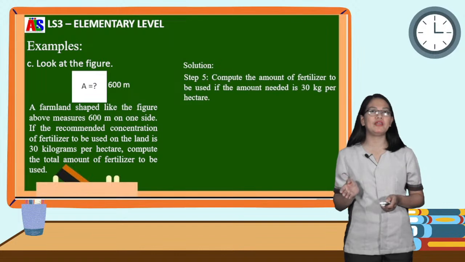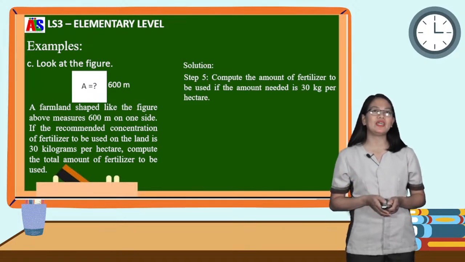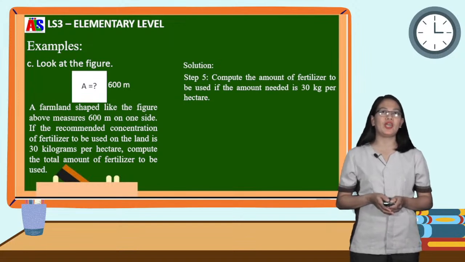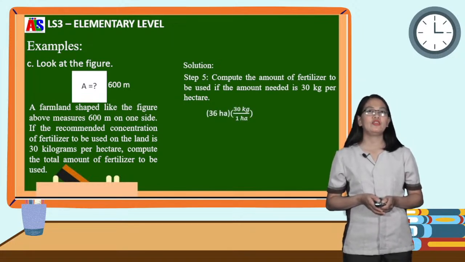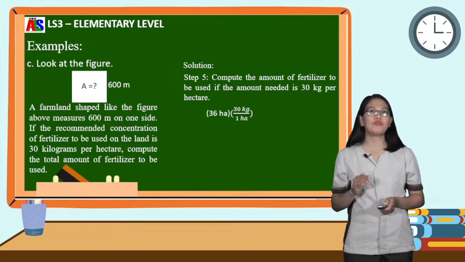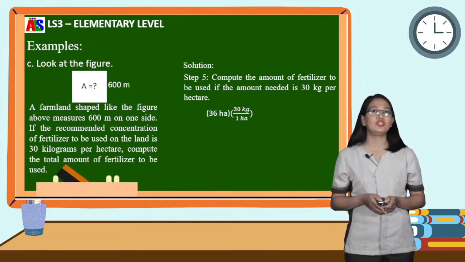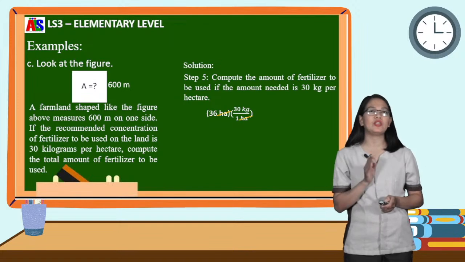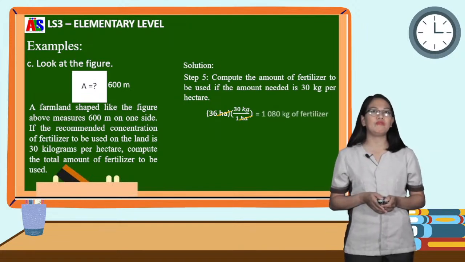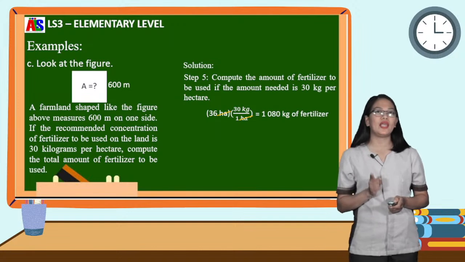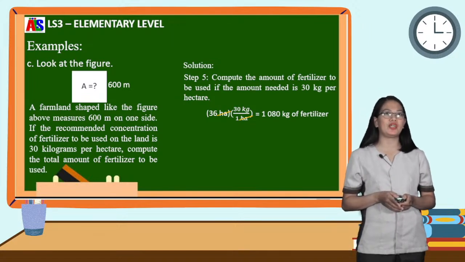And step 5 is compute the amount of fertilizer to be used if the amount needed is 30 kilograms per hectare. That is 36 hectares times 30 kilograms over 1 hectare is equivalent to, of course, we will simply cancel the hectare. We have 36 times 30 kilograms, that is equivalent to 1,080 kilograms of fertilizer.